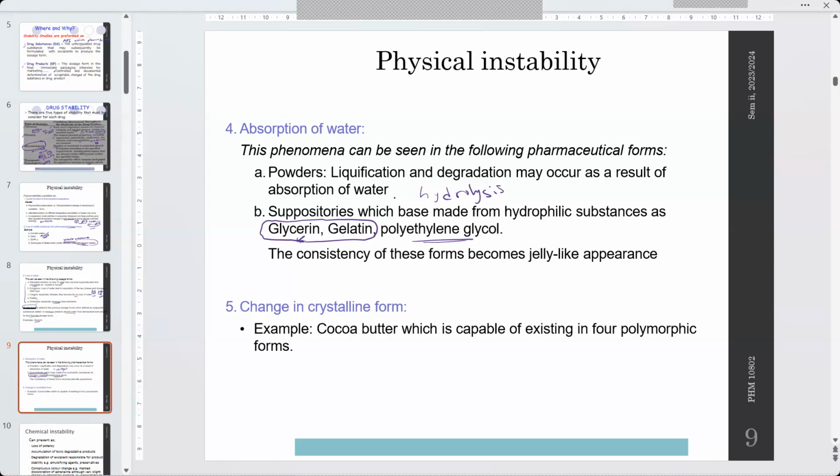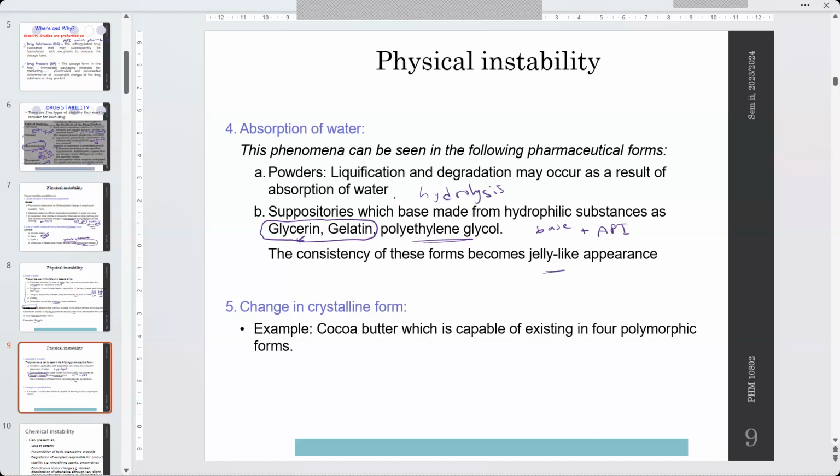So base means this is the excipient and active ingredient. And then a suppository should contain a base plus the active pharmaceutical ingredient. Okay? So if the suppository base is made from polyethylene glycol and your API is dissolved or dispersed in it, or made from glycerinated gelatin, then it may absorb water and may soften, becoming jelly-like in appearance. And usually once we store them, they should be in a tight pack so that they don't absorb water or humidity from the environment.